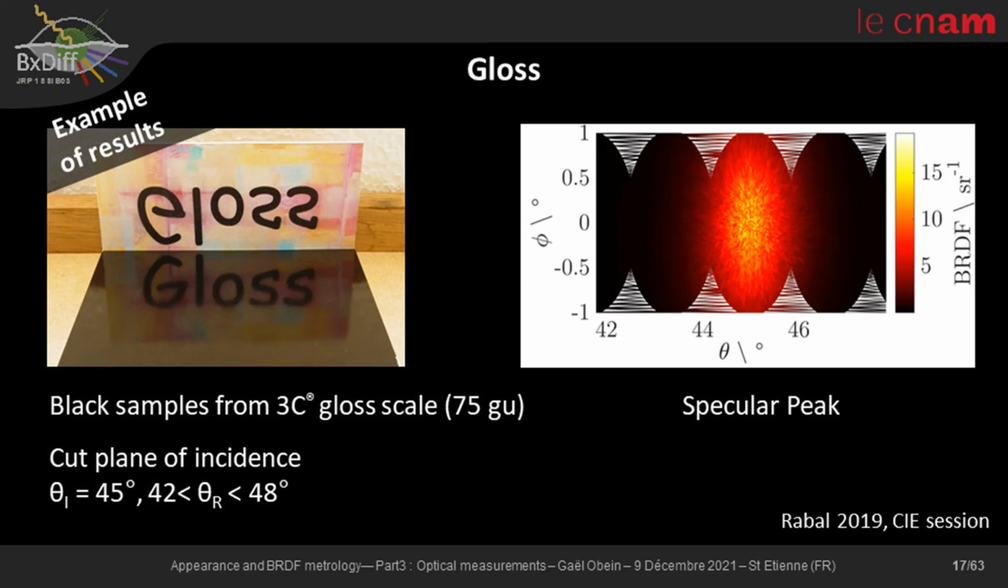So here we usually plot the BRDF as the reflectance seen from space, where in abscissa you have the zenithal angle, and in ordinate you have the azimuthal angle. This is for gloss, so we see the specular in the direction of the specular direction is here, and you have the specular peak here.